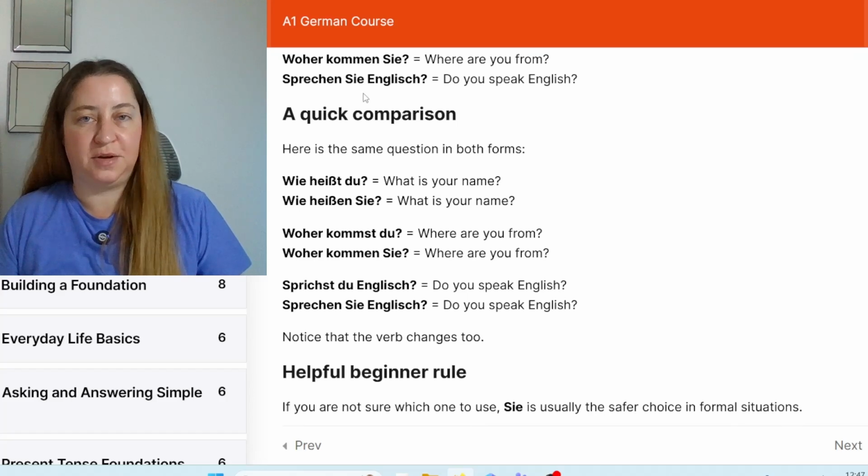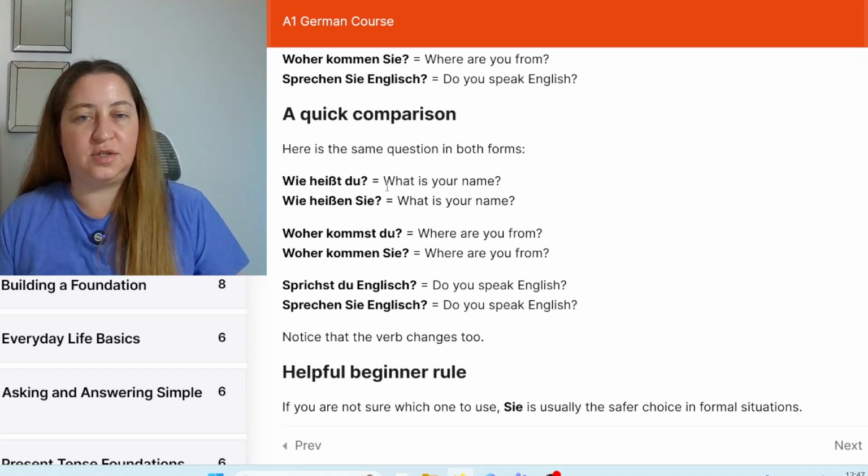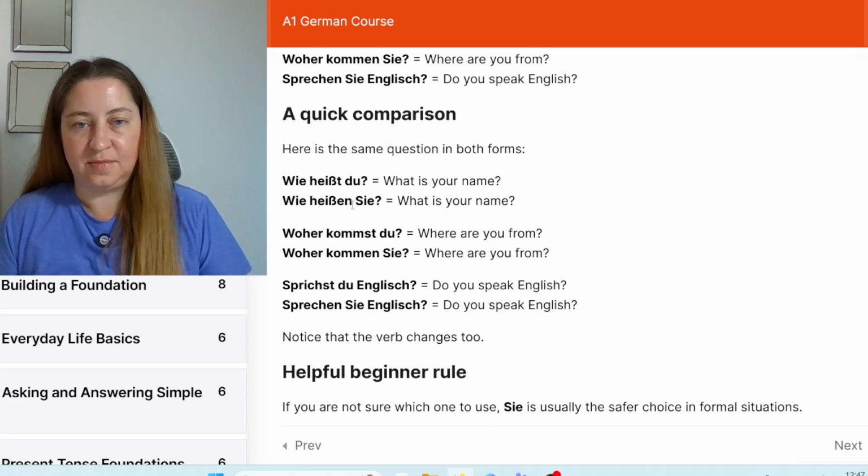Let's do a quick comparison. Wie heißt du? What's your name? Wie heißen Sie? What's your name? We would use Wie heißt du if we were asking a classmate what their name is, for example. And Wie heißen Sie if we were asking a professor what their name is.